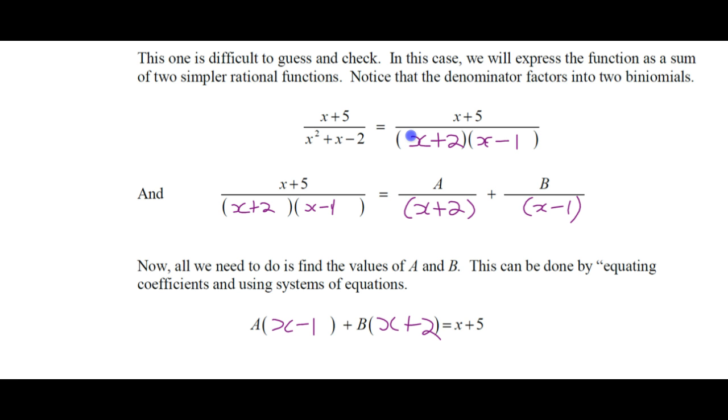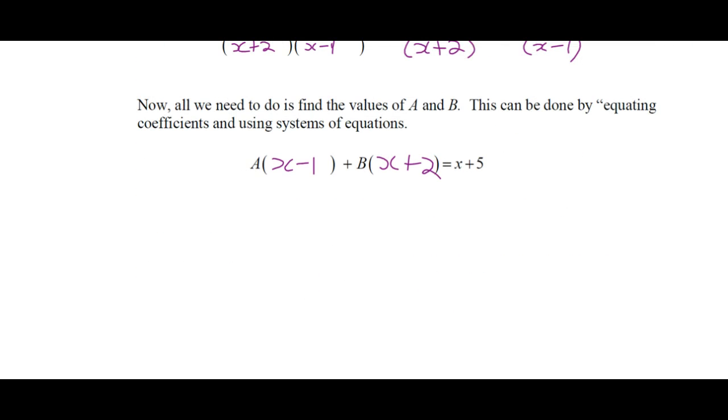Okay, so the idea is if we start with this, we end up with this, and that's going to be your numerator. That A(x − 1) + B(x + 2) has to be x + 5. Now this can be done by equating coefficients and using a system. So you could expand this: Ax − A + Bx + 2B is equal to x + 5. And then you could group the Ax and the Bx. But there's an easier way to do this, I think.